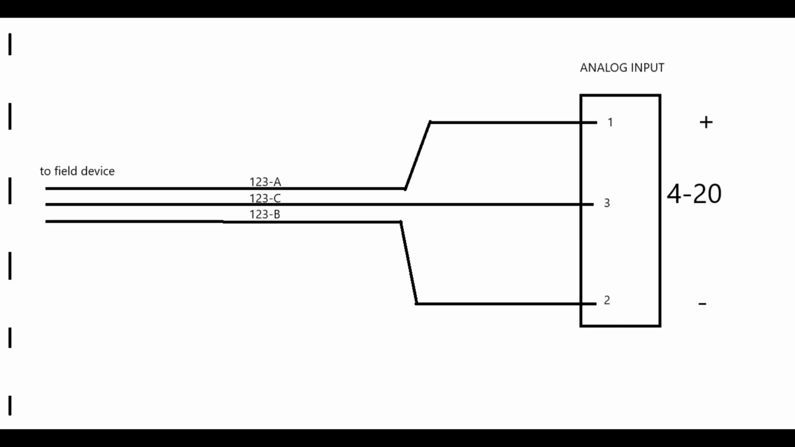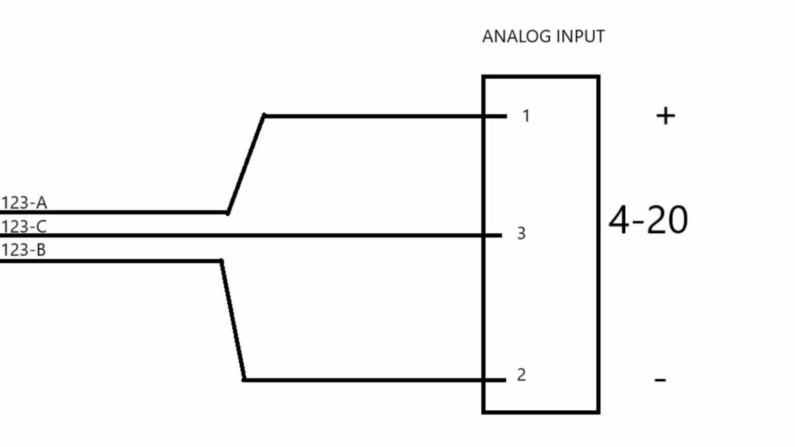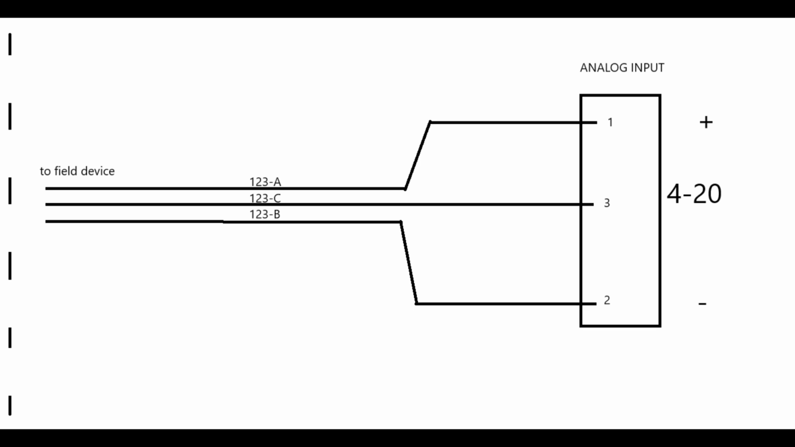Okay, let's go over what we're looking at on the screen right here. On the very right where it says analog input, that rectangle represents an input card. On terminal 1, that's going to be our positive. On terminal 3, that's going to be our 4 to 20 milliamp signal. And terminal 2 at the bottom, that's going to be our negative. The black lines there are indicative of the wires that are going to be coming from the field device into the cabinet that's located close to the PLC that has all the input cards.